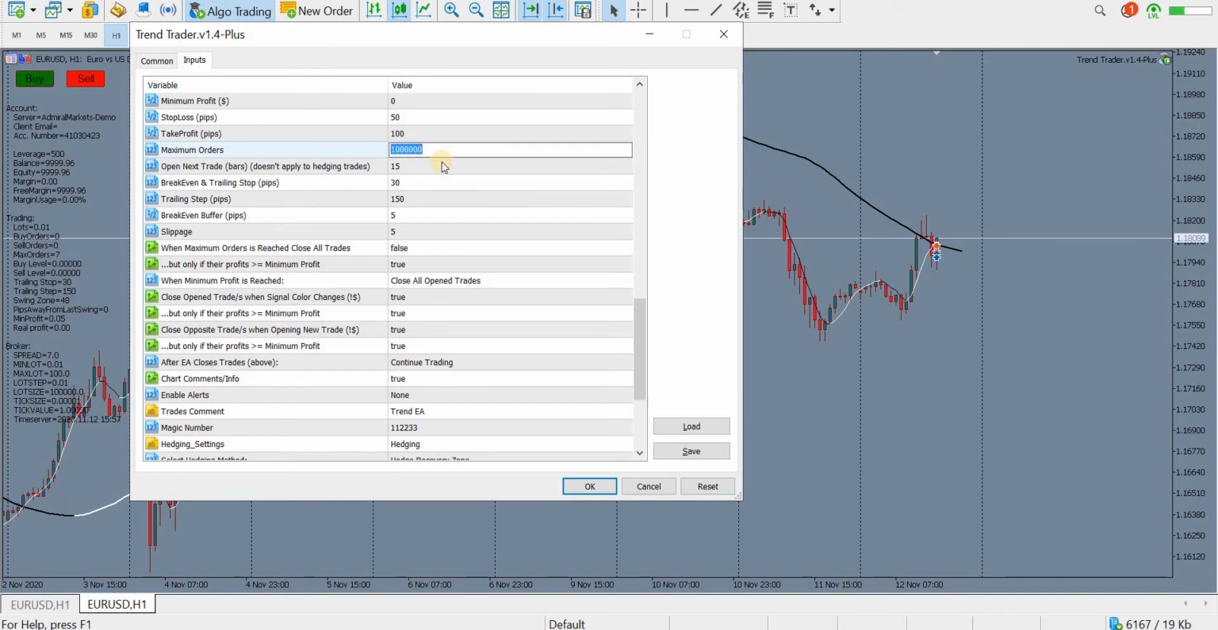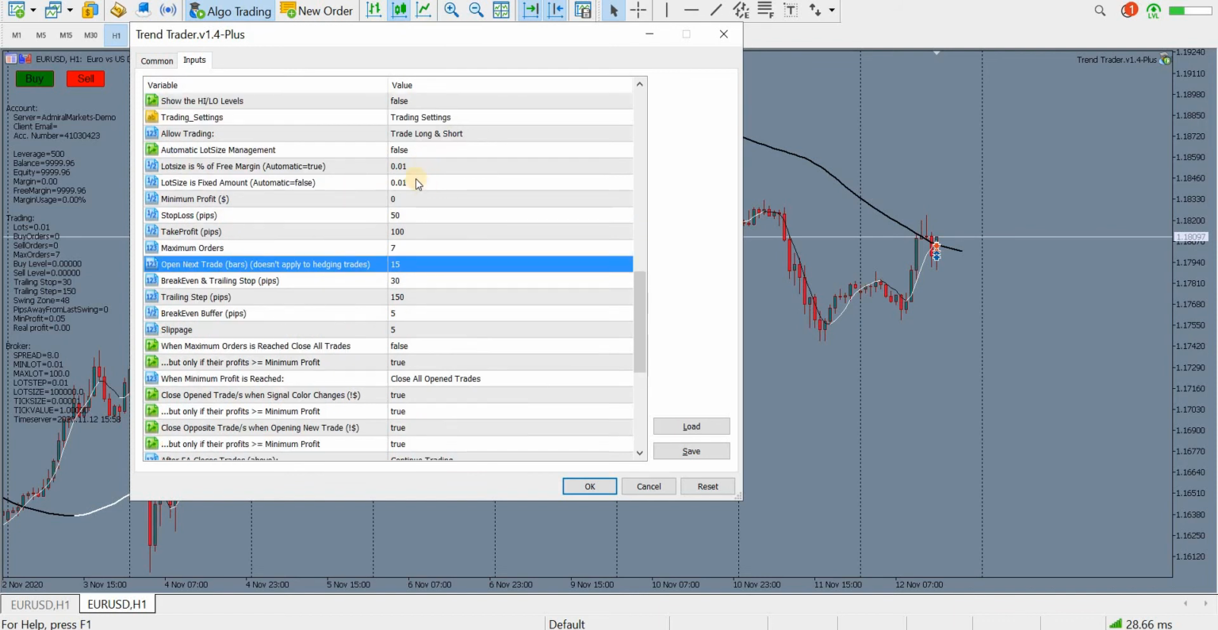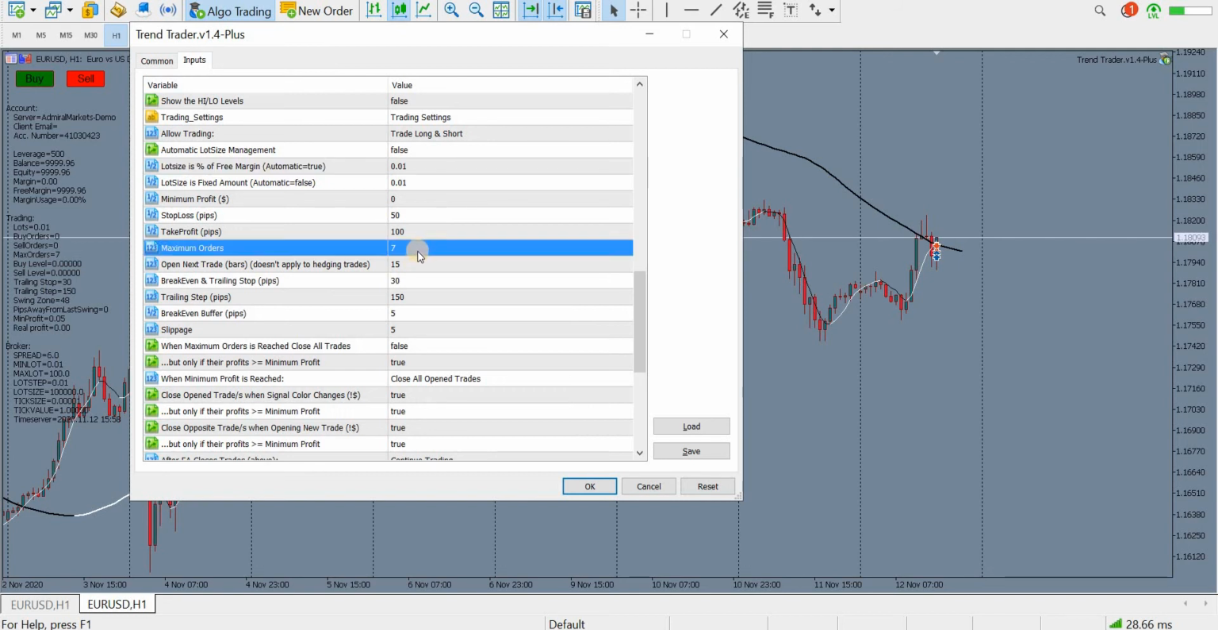Because sometimes when hedging, well, maybe the expert advisor will open more orders than your account can stand for. Those two are highly related, obviously, the lot size and the maximum orders.